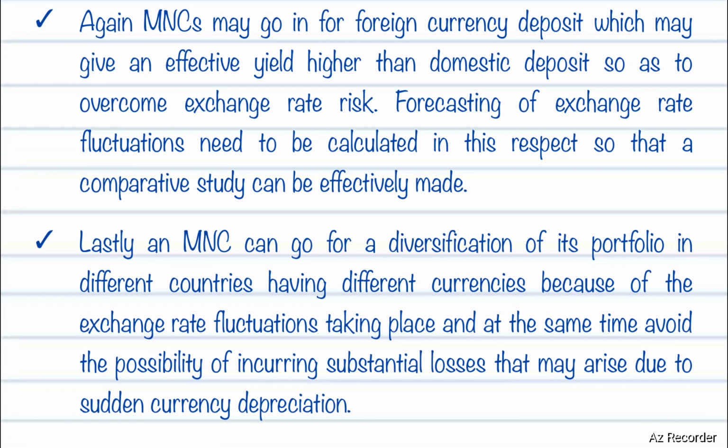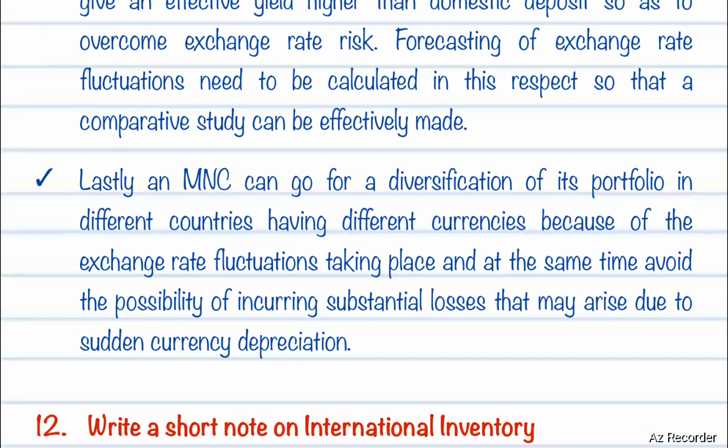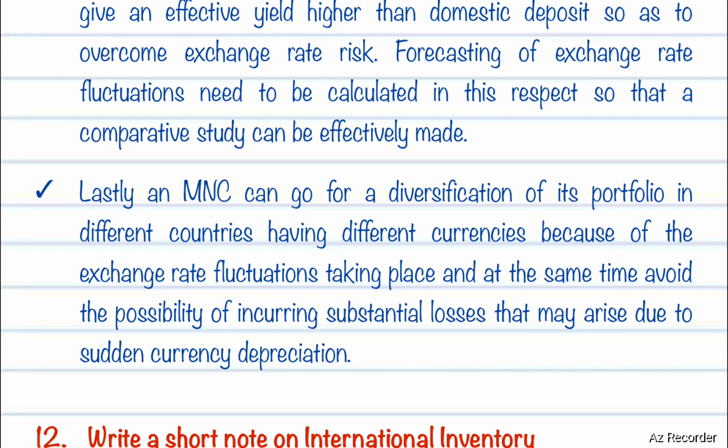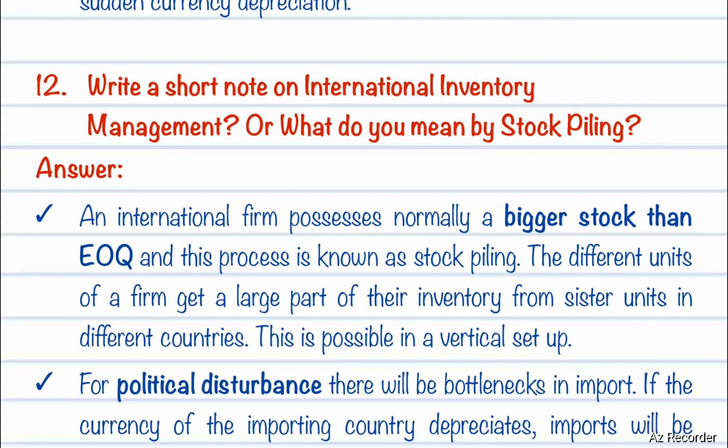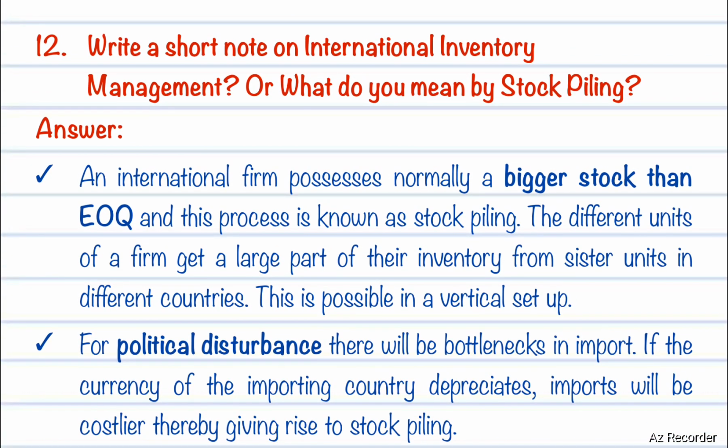Again, MNCs may go in for foreign currency deposits, which may have an effective yield higher than the domestic deposit, so as to overcome exchange rate risk. Forecasting of exchange rate fluctuations needs to be done in this respect so that a comparative study can be effectively made. Lastly, an MNC can go for diversification of its portfolio in different countries having different currencies because of the exchange rate fluctuations taking place, and at the same time avoid the possibility of incurring substantial losses that may arise due to sudden currency depreciation.